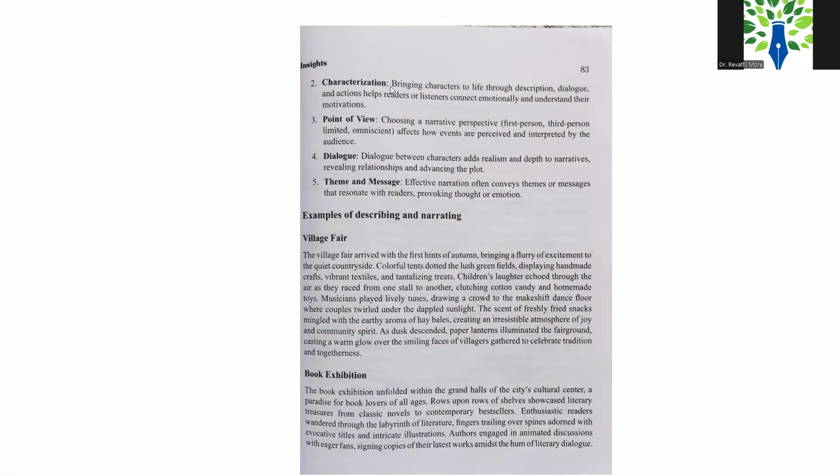So characterization, point of view, dialogue between characters, theme and message. So these are the requirements. So now let us go directly to examples of describing and narrating. First is the village fair. So let us read a description of the village fair.